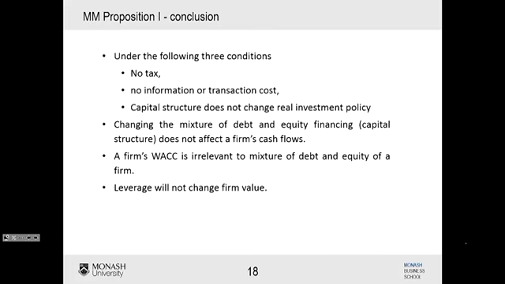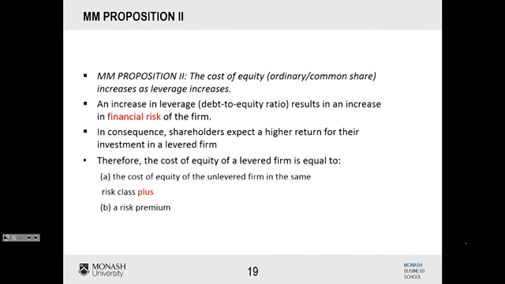And once the firm's cash flow is fixed, the firm's weighted average cost of capital is fixed, irrelevant to the mixture of debt and equity. Therefore, the leverage will not change the firm value. We know the firm value is the cash flow divided by the discount rate. Let's say this is a perpetual case. Okay, right now, let's move to the second proposition.